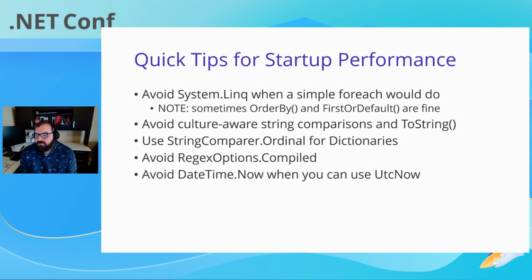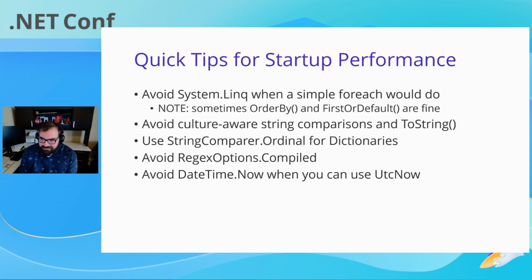My tip is just avoid it where you can. Like if this can be a for each loop, just make it a for each loop. But you can make a LINQ expression that is slow, right? But sometimes things like order by or first or default are completely fine. It just depends on what your code is doing, and if it shows up in the profile.